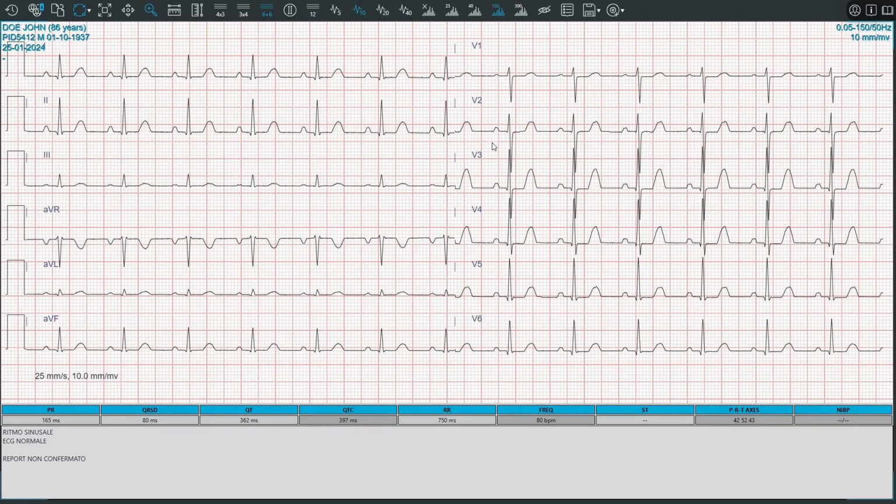At the bottom of the viewport, a set of ECG measurements is displayed, including the PR interval, QRS duration, QT interval, corrected QT interval, RR interval, heart rate, ST segment elevation, PRT axis, and non-invasive blood pressure. If the ECG device provides values for these measurements, the corresponding fields will be pre-filled and available when the exam is opened. Otherwise, non-derived measurements can be updated manually.